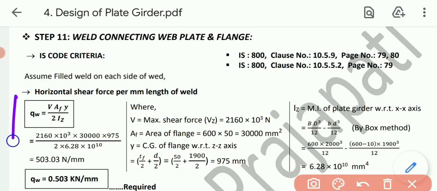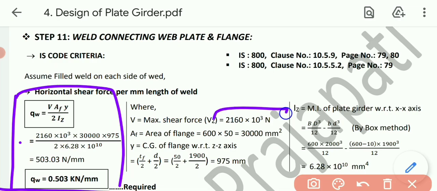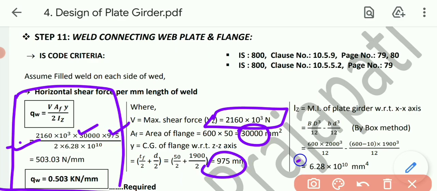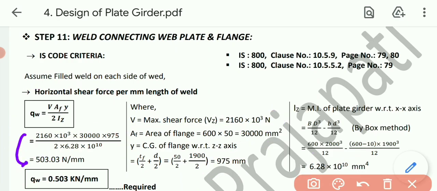Once we have got all the values, let's calculate QW, that is V, 2160 into 10 raised to 3, AF, that is 30,000, Y bar 975, and IZ 6.28 into 10 raised to 10, 2 times. By simplifying the term, I get the answer 503.03 Newton per mm. Let's convert it into kilonewton per mm, that is 0.503 kilonewton per mm. So this one is our requirement to connect the web with the flange.